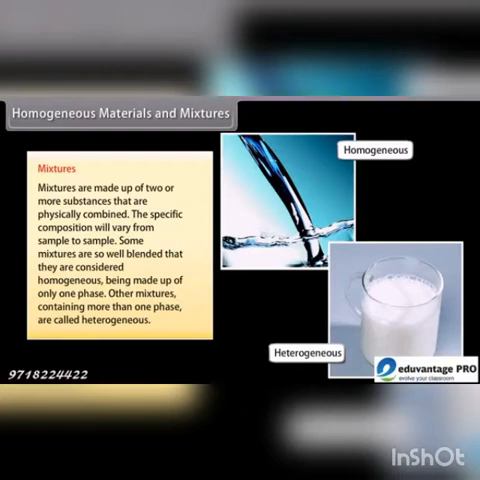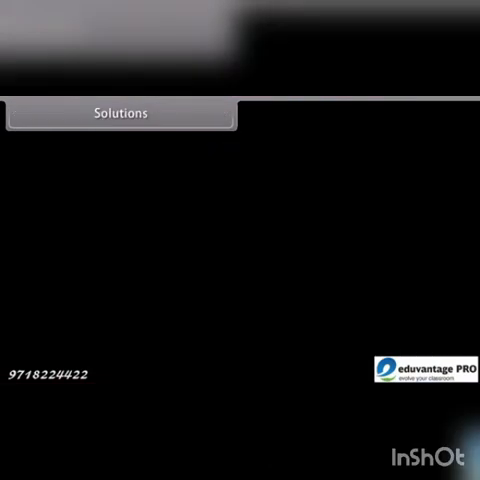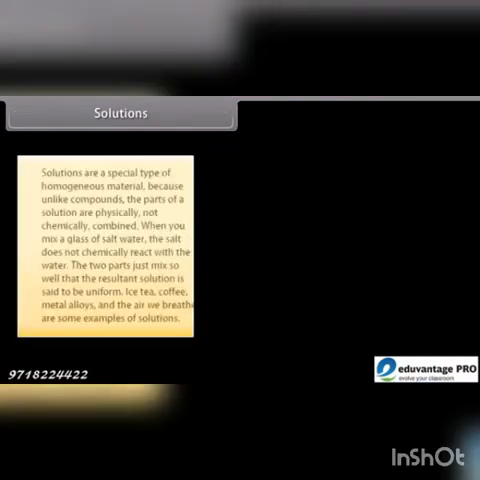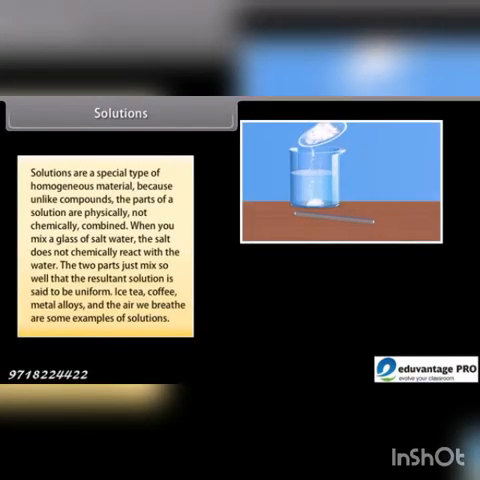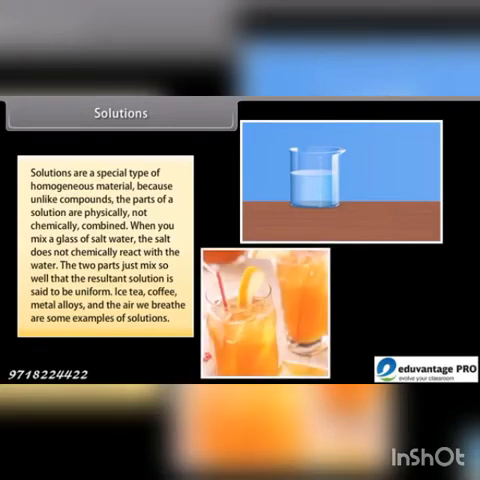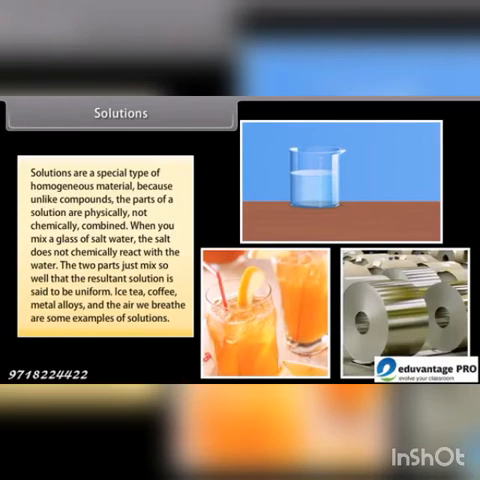Solutions. Solutions are a special type of homogeneous material because unlike compounds, the parts of a solution are physically, not chemically, combined. When you mix a glass of salt water, the salt does not chemically react with the water. The two parts just mix so well that the resultant solution is said to be uniform. Iced tea, coffee, metal alloys, and the air we breathe are some examples of solutions.